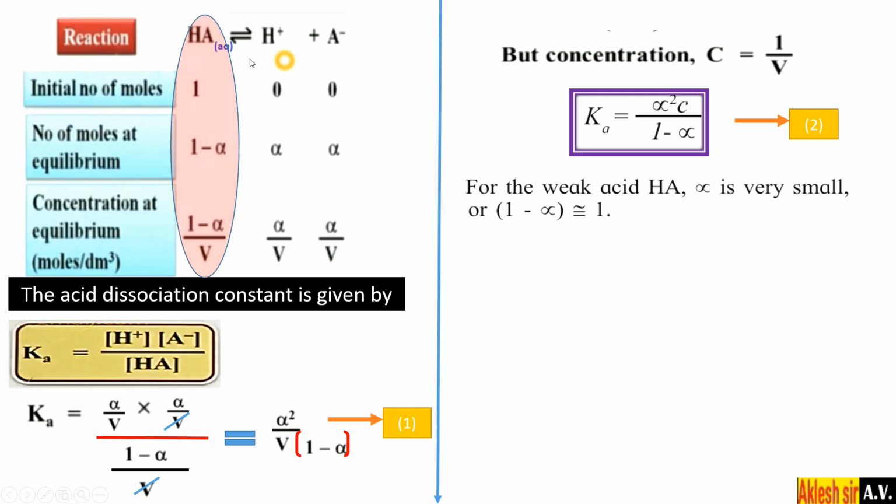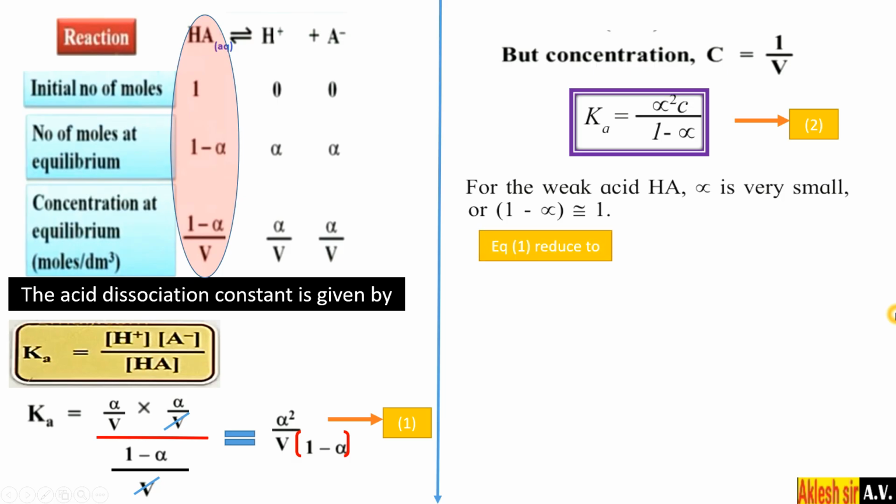Next, for weak acid HA, alpha is very small. The dissociation is very less, because it is a weak acid. A very small number of moles of HA get dissociated to form H plus and A minus. That means the alpha value is very small. So what you can do is neglect alpha in the denominator part, and 1 minus alpha is approximately equal to 1. There is a very slight change in the concentration of HA.